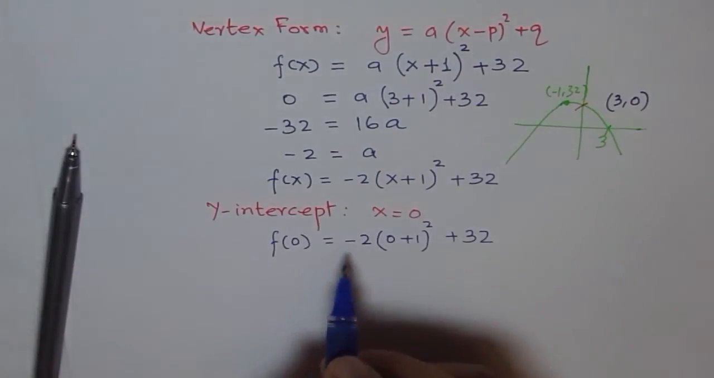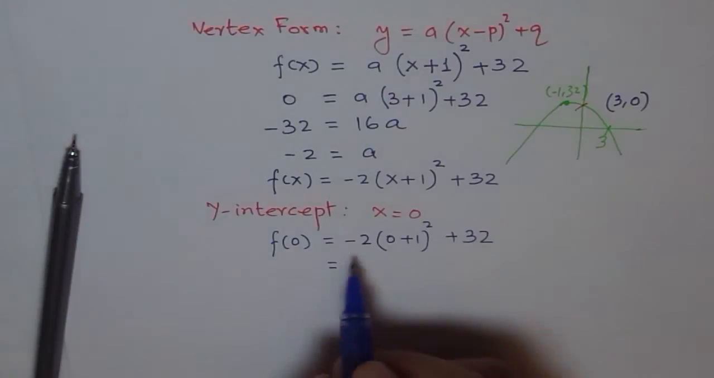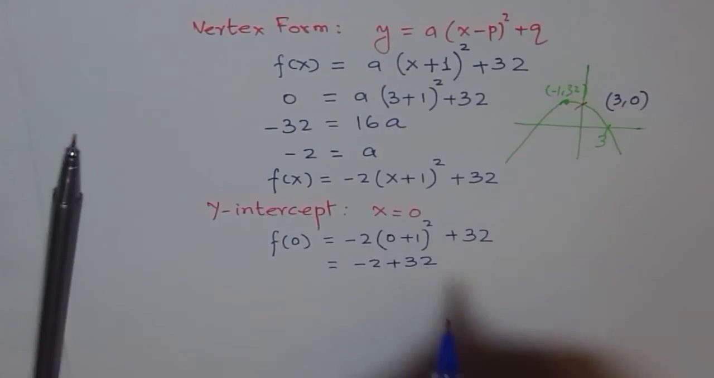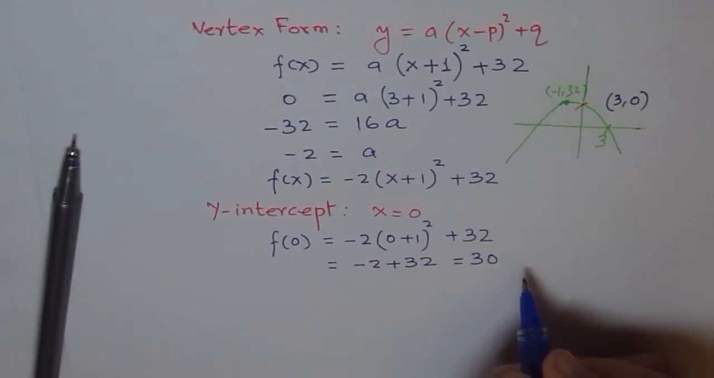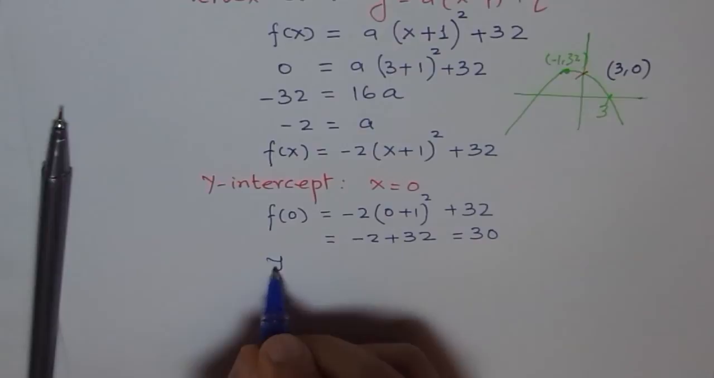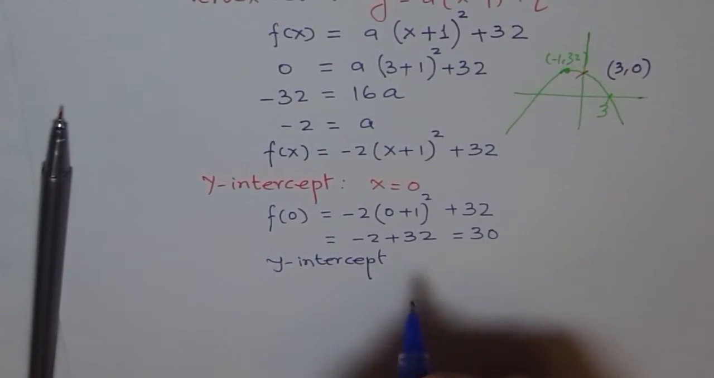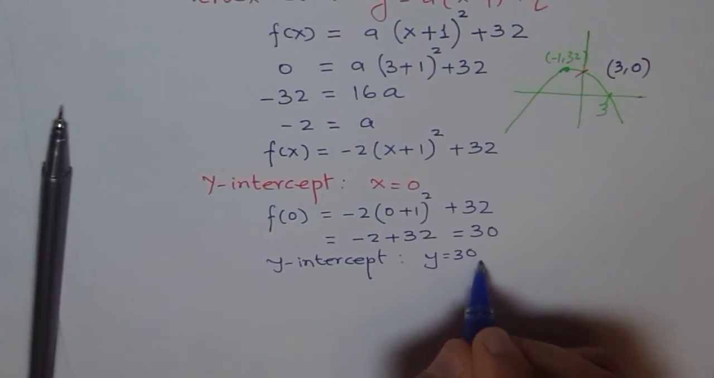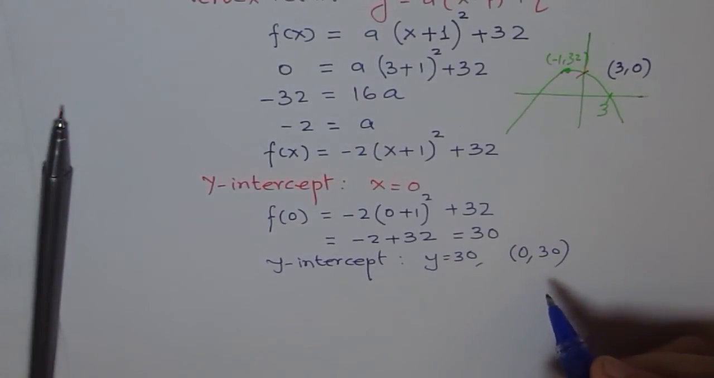Now, you can solve this and get 1 squared is just 1. So it is -2 plus 32, which gives us a value of 30, right? Therefore, the y-intercept is y equals 30, right? You could write this in coordinate form like (0, 30), because at the y-intercept, the x value is 0.